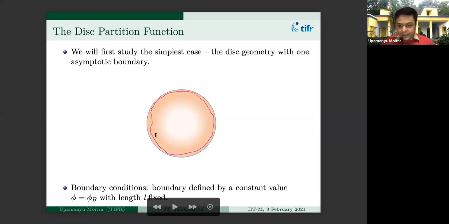And obviously, in evaluating the disk partition function, we have to impose some boundary conditions. Our boundary conditions are simple. Our boundary is defined by a constant value of phi equals phi_b, which is the value of the dilaton, with some particular length L, which is fixed.